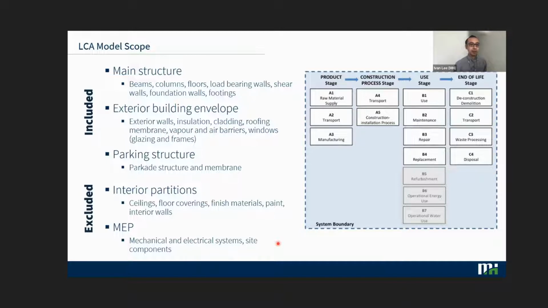That's still a bit of a gray area within the industry, and we decided not to complicate things by including it in there. As far as the scope goes, we've included everything in the product stage as well as the construction stage, so that would be A1 to A5. We included stages B1 to B4 in the use stage, as well as the end of life stage, so C1 to C4. We did not include material reuse and those things as well, because we also wanted to keep things as simple as possible.